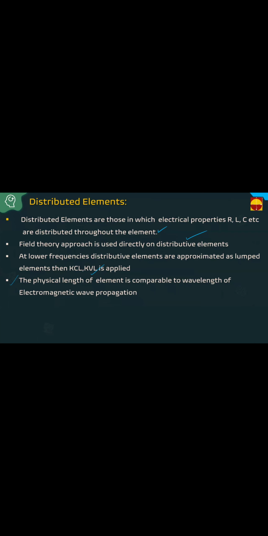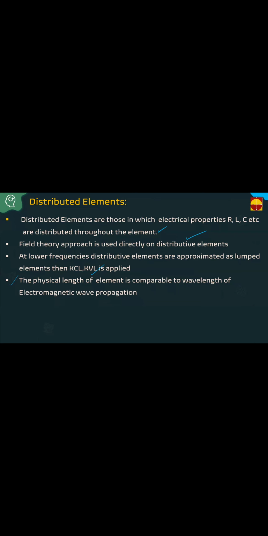But if you see the length of the inductor, the length of the capacitor, the length of the resistor, can you compare them with 6,000 km? Not comparable. That's why that is a lumped element. Resistor, inductor, capacitor are lumped elements. But a transmission line is a distributed element whose length is comparable with the wavelength.